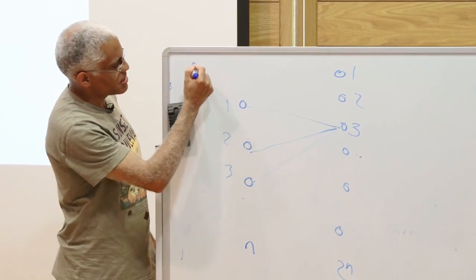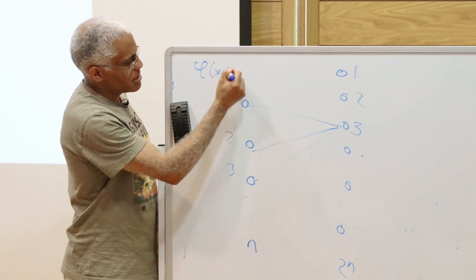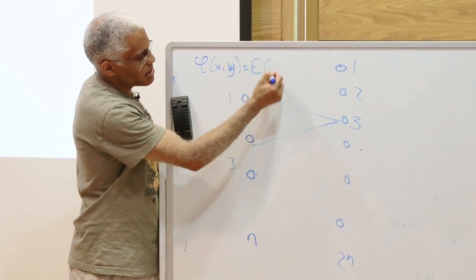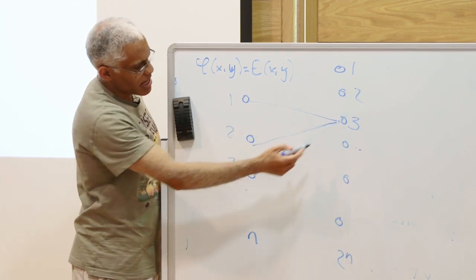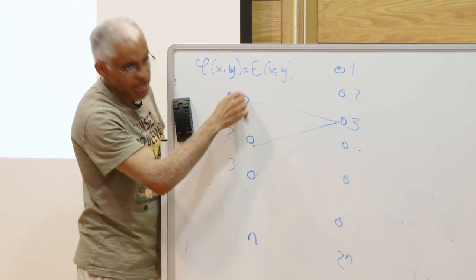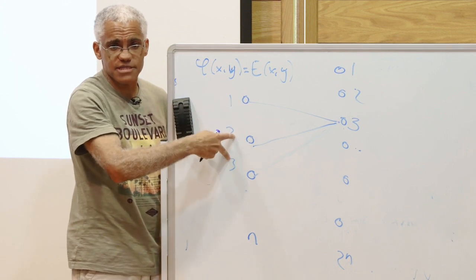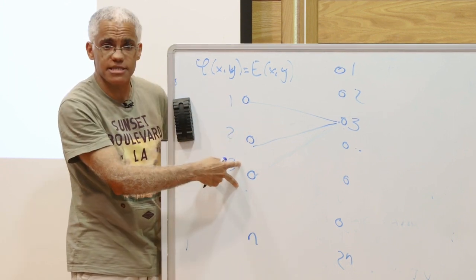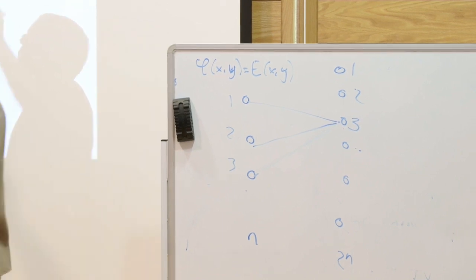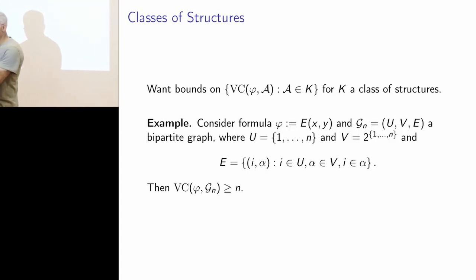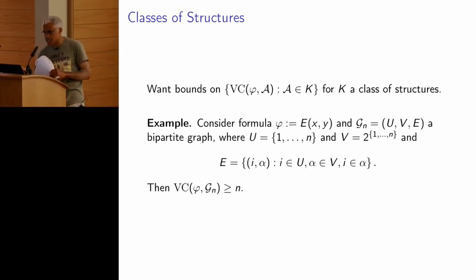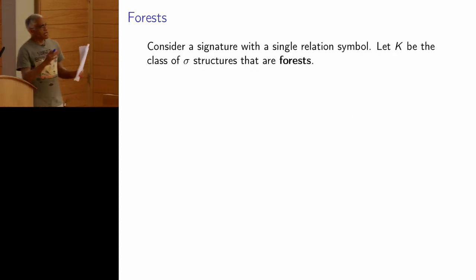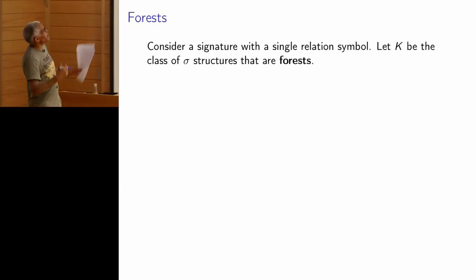My formula is just phi(x,y) = E(x,y), where y is the parameter. It's clear that by instantiating with this parameter, I induce any subset of this set, so I can shatter this set of n nodes. The point is, by keeping the formula fixed and changing the structure, I have no bound on the VC dimension. It can be as high as I like. So how can I hope for a result here?